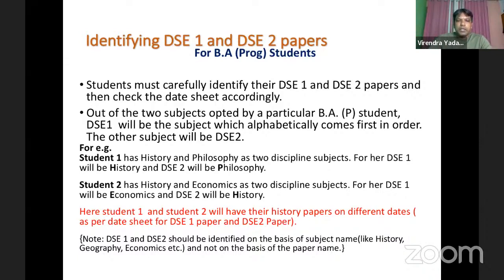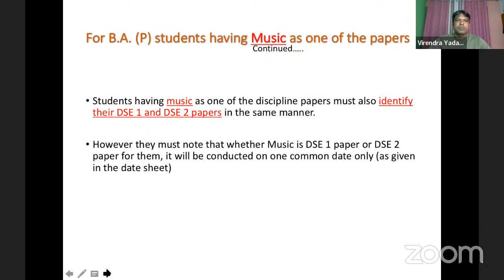So this must be identified beforehand, which paper is coming under DSC 1 and DSC 2 in case of the BA program. And the same is true for students who are doing the BA program in music. They have some music papers. So again, in the same manner, they have to identify their DSC 1 and DSC 2.